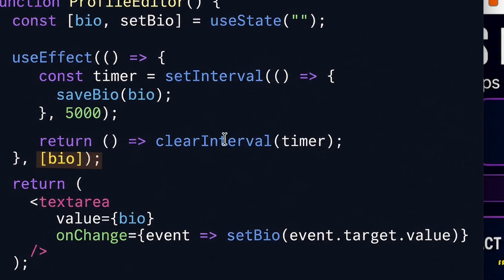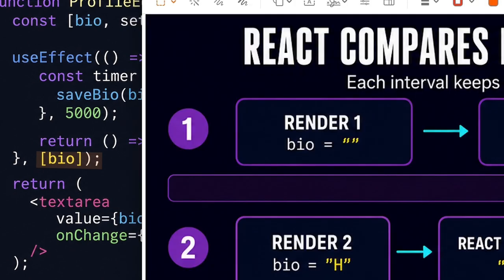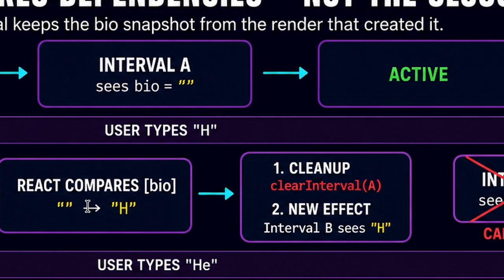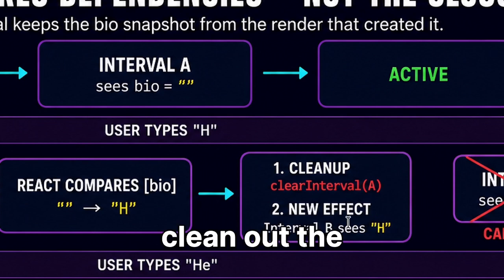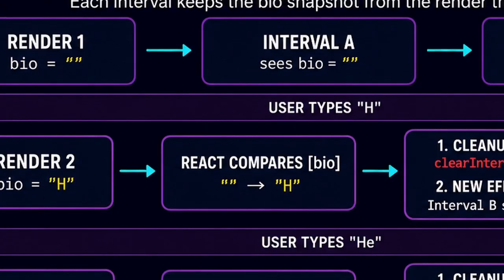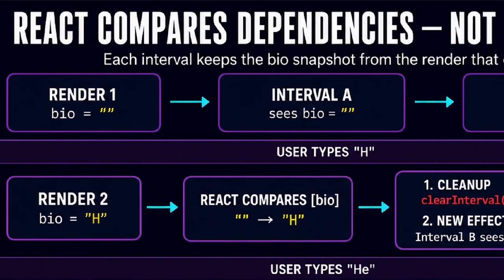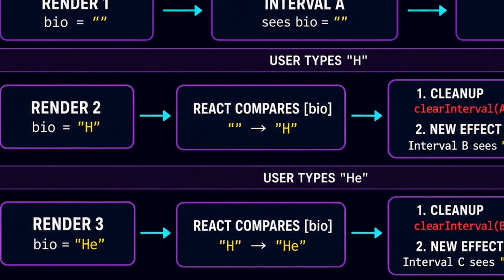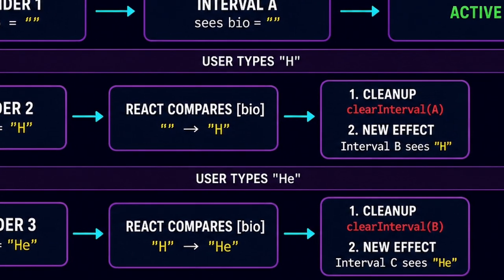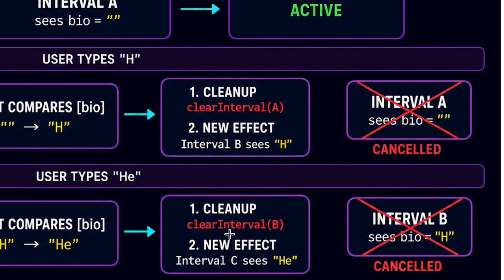Effectively, React sees the bio changes. It runs the cleanup function from the previous render, and then executes the next one. So this is what happens here: React compares the bio, sees the change, and then runs a cleanup function to clean out the previous interval. So this is canceled, and then next time, if the user types in another thing, React will compare again that the state has changed, and it will run a cleanup function here again to cancel the previous render.